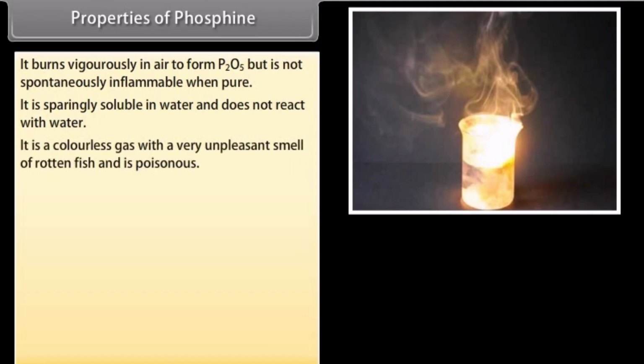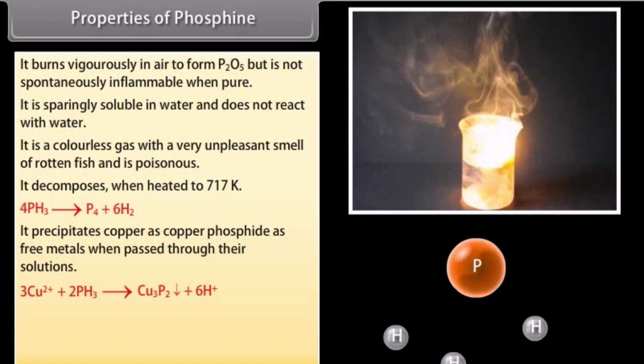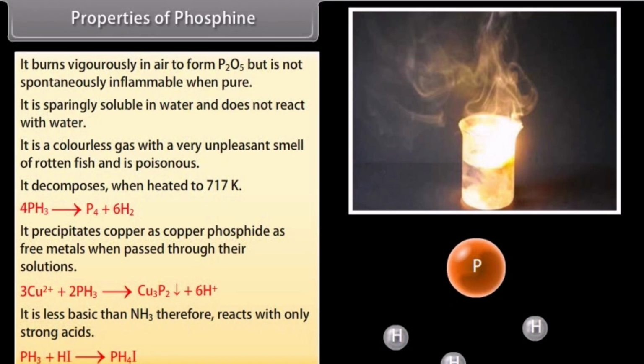It is a colorless gas with a very unpleasant smell of rotten fish and is poisonous. It decomposes when heated to 717 Kelvin. It precipitates copper as copper phosphide, as well as free metals, when passed through their solutions. It is less basic than NH3, therefore it reacts only with strong acids.